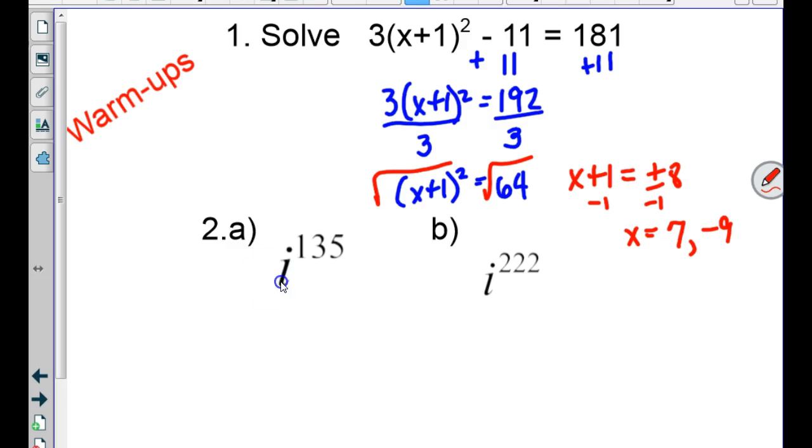So what did I do yesterday? Do you remember? When it's odd, go ahead, Keaton. Okay. Divided by 2, you were right. So this is i squared to the, what would that be divided by 2? 67. Okay. And then what does that give us?